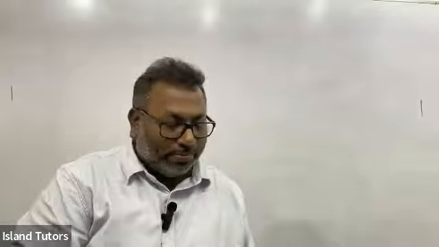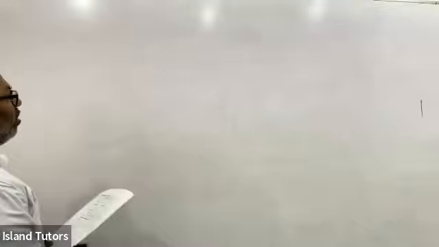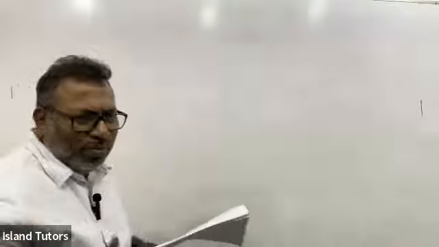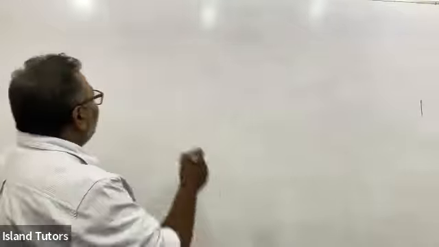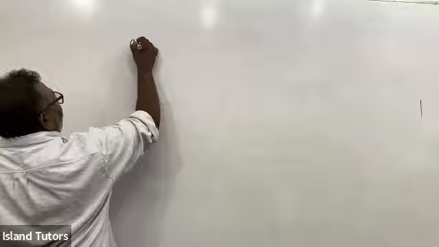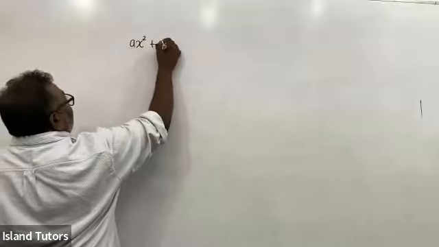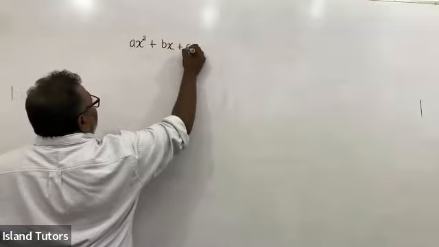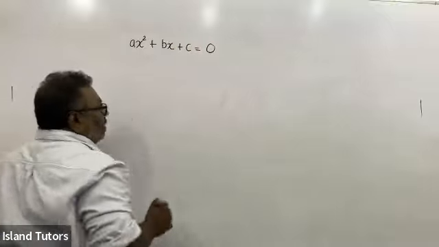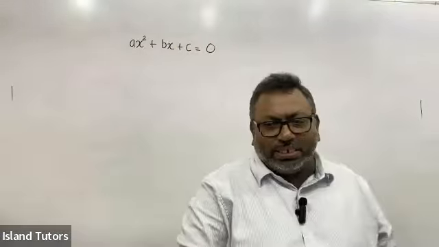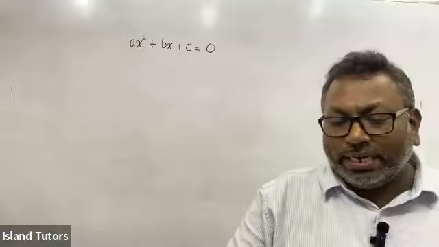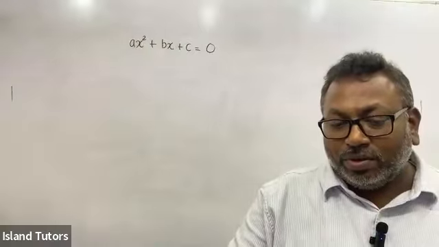All right, let's look at solving quadratic equations by factoring. So what are quadratic equations? Quadratic equations take the form of ax squared plus bx plus c is equal to 0. So this is the form of a quadratic equation.